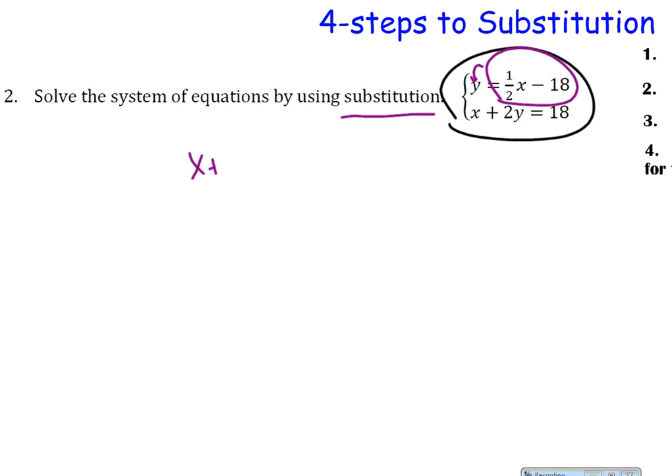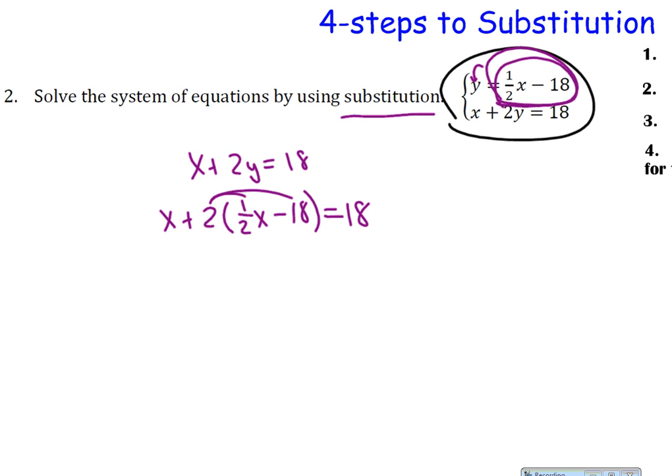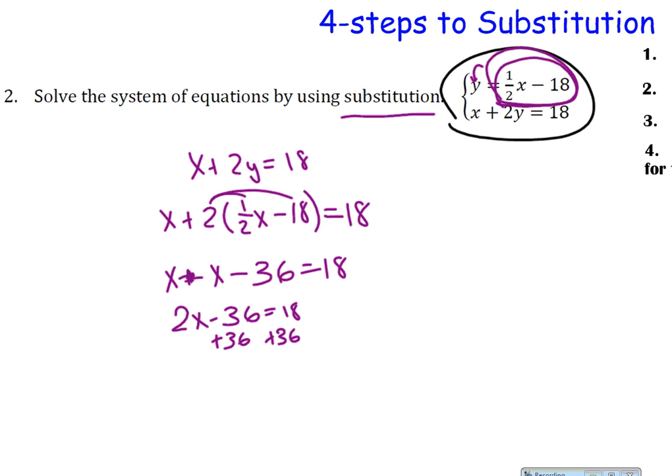So if I have x plus 2y equals 18, I'm going to substitute 1 half x minus 18 in for y. So I do that. Now, if I distribute this, x plus, this becomes x minus 18 times 2 is 36 equals 18. So 2x minus 36 equals 18. So add 36 to both sides.